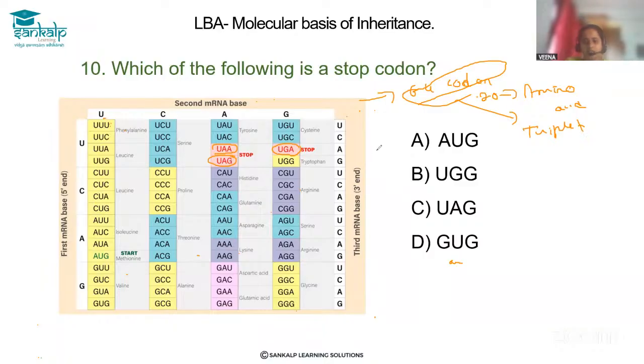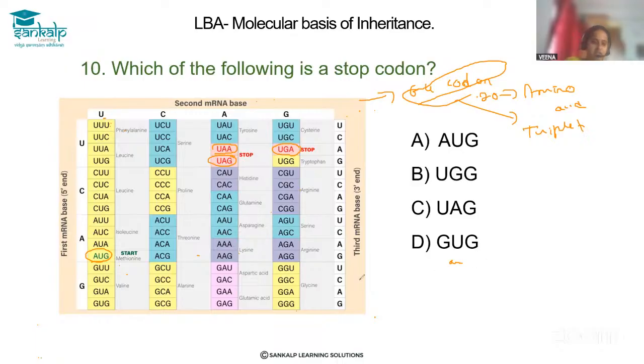Definitely you will get confused. So you memorize all the stop codons: UAA, UAG, and UGA. Okay, and then there is one start codon that is called AUG. Remembering the start codon is very easy, but the stop codon is a little confusing one. So UAA, UAG, and UGA are stop codons.